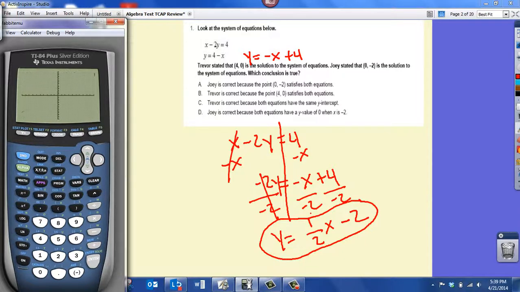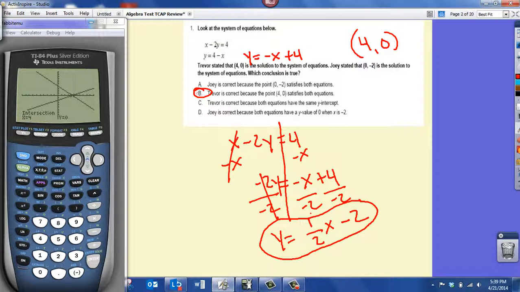And then I can graph them. And I'll watch how the lines go. And then in order to get the actual intersection, I'm going to push second and trace. And you look at all these different things. I'm looking for the intersection because that's how you find your solution to a system of equations. Don't want the first curve, don't want second curve, don't want guess, but I do want the next thing coming up, and that is my solution, which is (4, 0). And the only one that matches there, again, is B. And that's number 1 of your algebra TCAP review test.